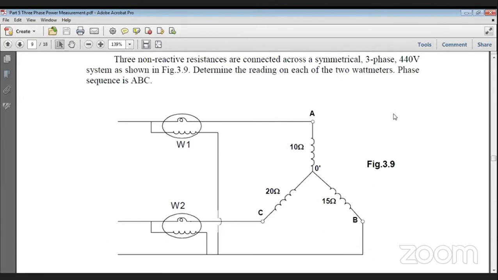The voltage is given that it's a 440 volt system. That means the line voltage is 440. Phase sequence is ABC. Then, sir, how do you find it?